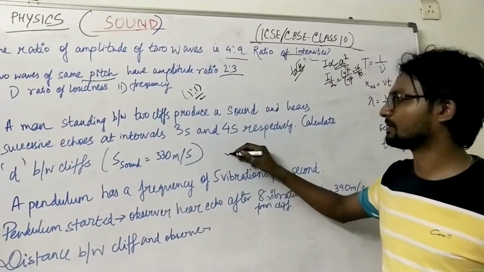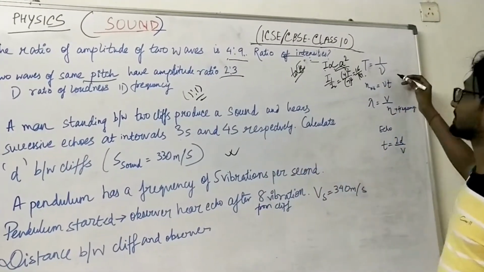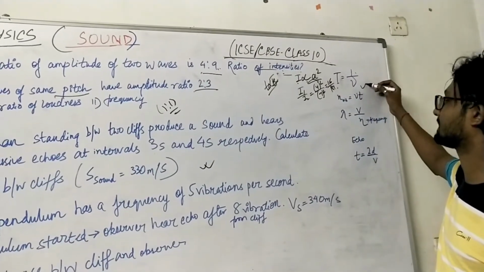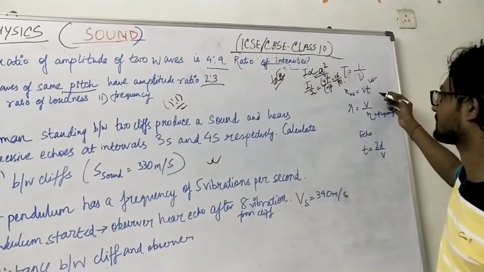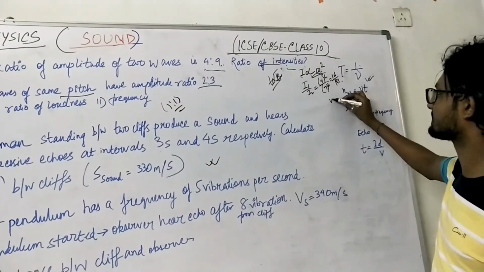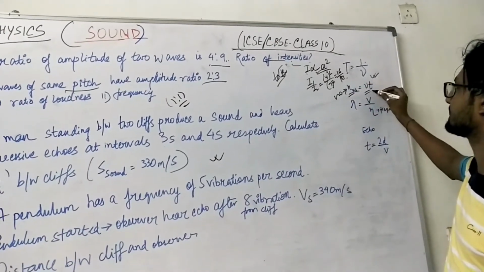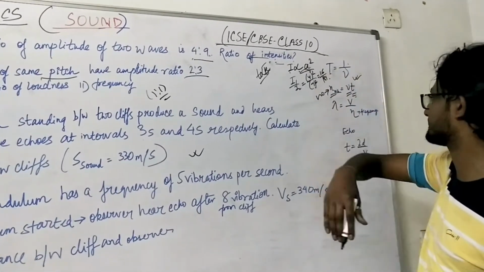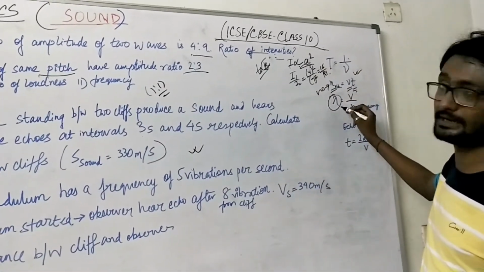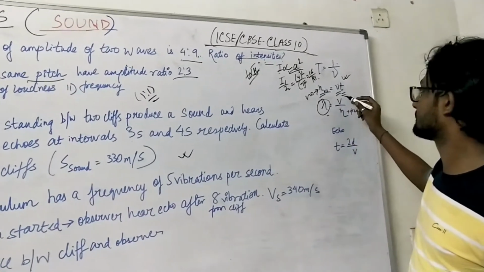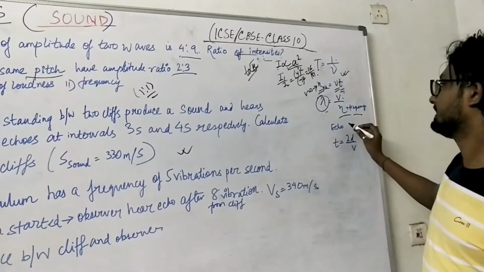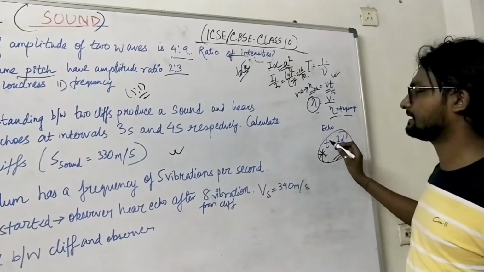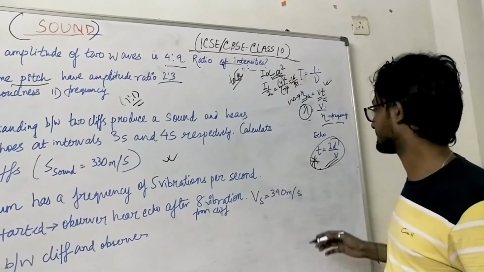Next comes the echo problem. These are some formulas that you need to know again: time period equals 1 by frequency. The number of vibrations is equal to frequency into time, how much time it is taking and how many vibrations are happening. Wavelength, lambda, is equal to the velocity by frequency. For echo, this formula you need. This is very important for each and every sum of sound that will come in your examinations.